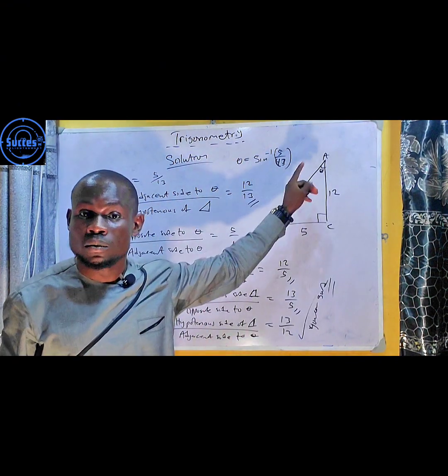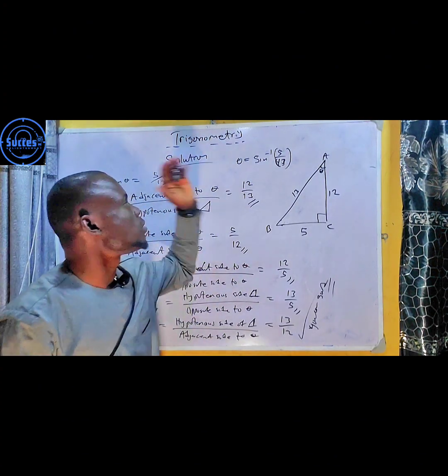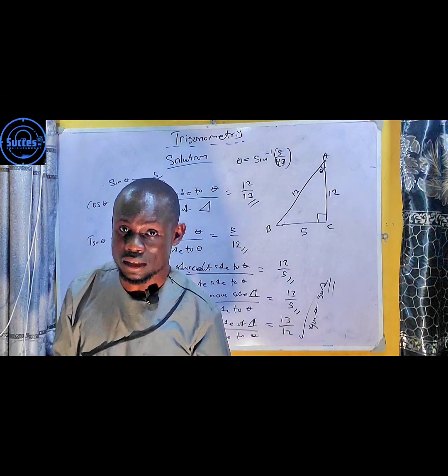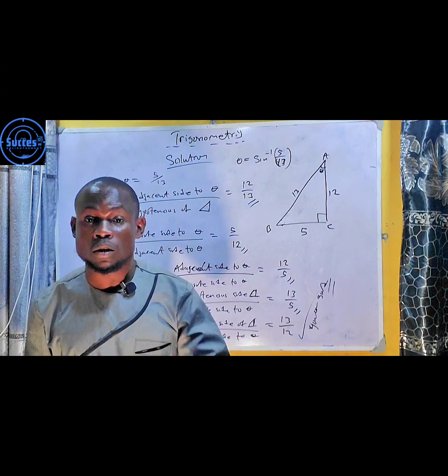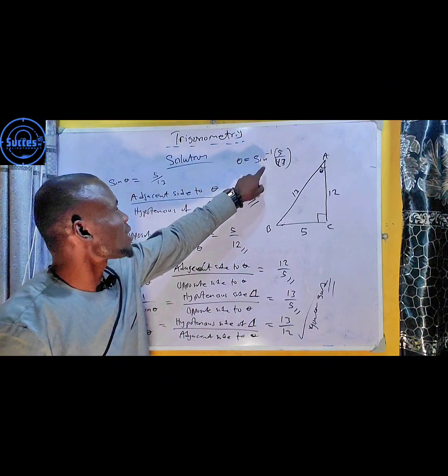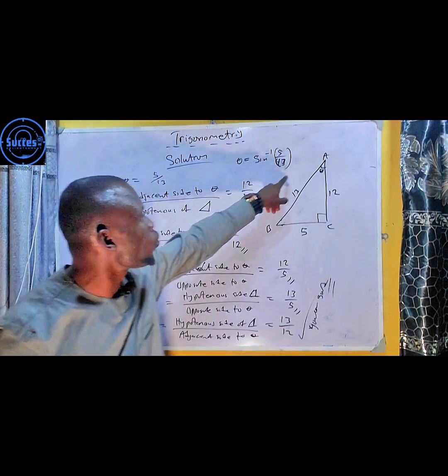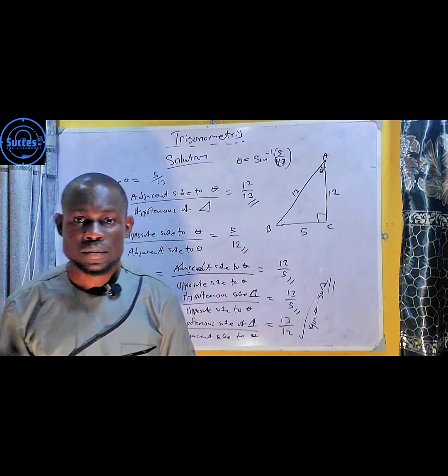Now, if you are using a smaller calculator so that you don't get it mixed up, first find 5 over 13. What is 5 over 13 in decimal places? Put it in not more than 4 decimal places. Then press arc sine, shift sine, and whatever I give you is what your theta is. Are we together?